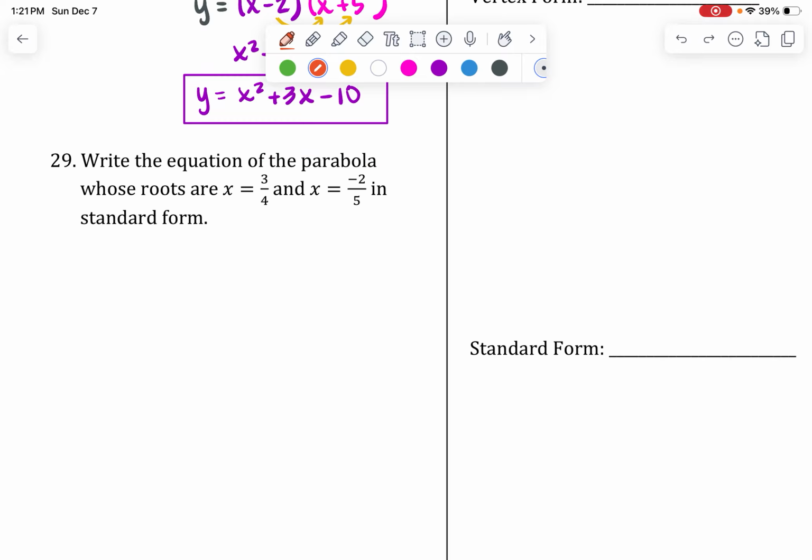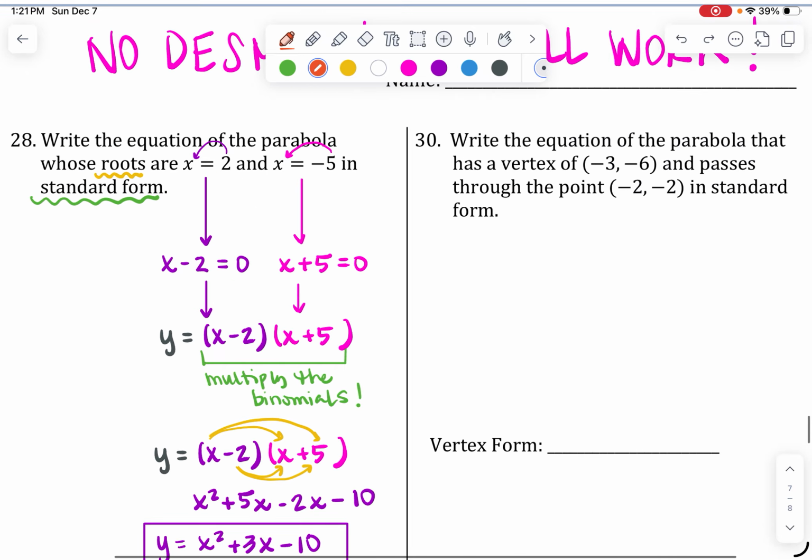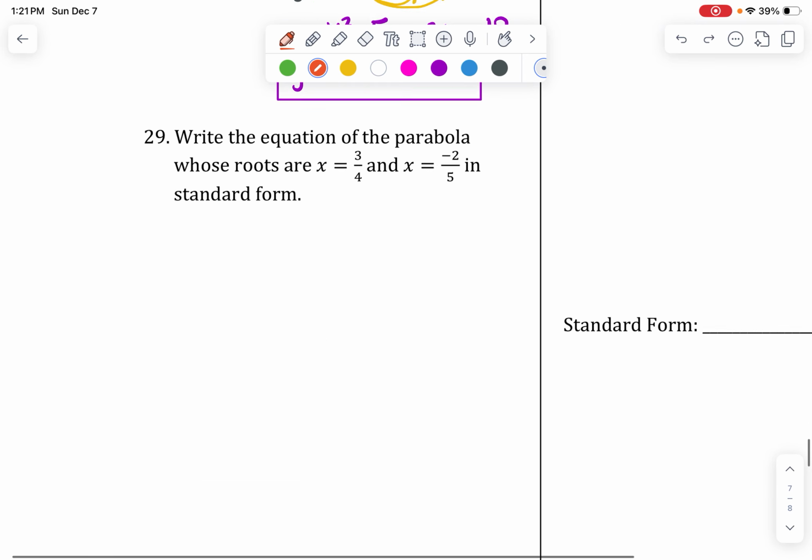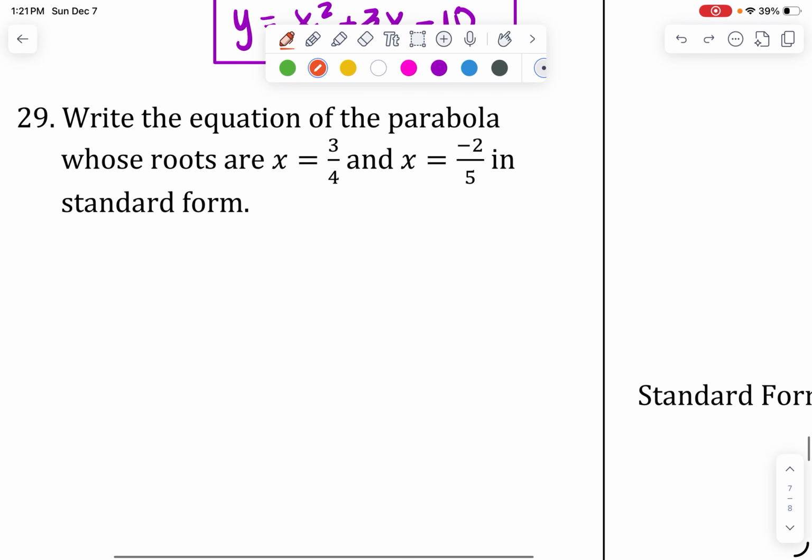Even though we did a couple of these in our notes and talked about them at length, you missed all these questions on your homework. Anyway, let's make sure we're paying close attention here. I'm going to do the exact same thing I just did. I'm going to take 3/4 and move it to the other side, so that's going to give me x minus 3/4 equals 0.